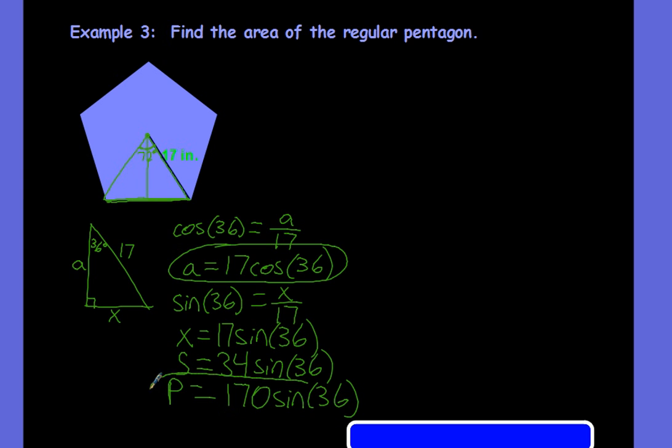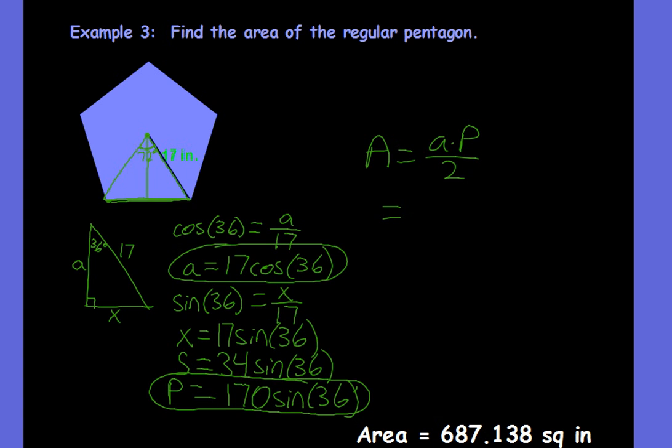All right, so we have our apothem. We now have our perimeter. Let's plug that into our area formula. So we're taking all of this times all of that and dividing by 2. I'm going a little quick because I'm afraid I'm going to get cut off. This is what you should get. Area equals about 687.138 square inches.